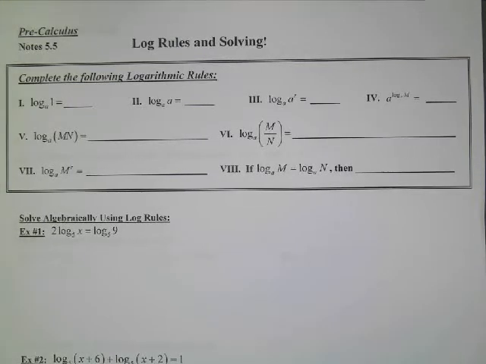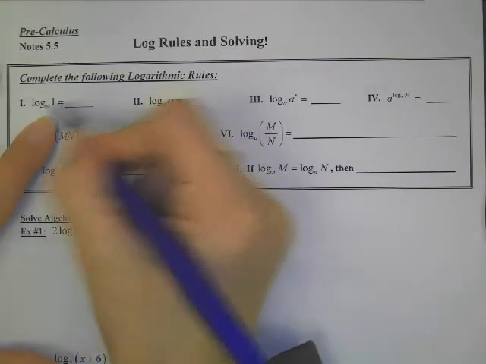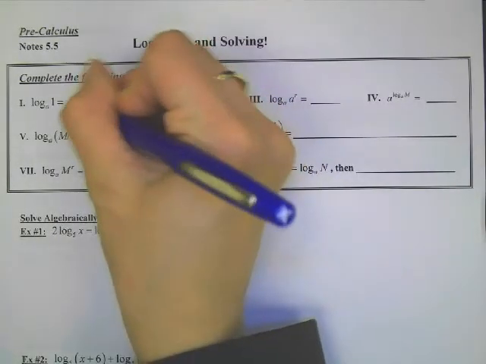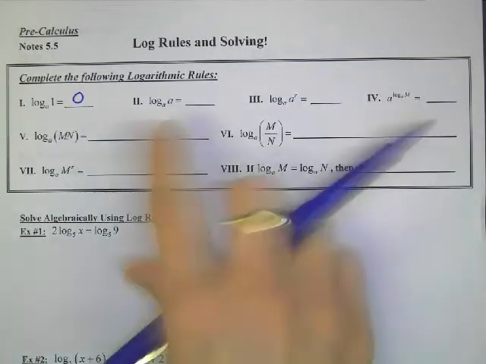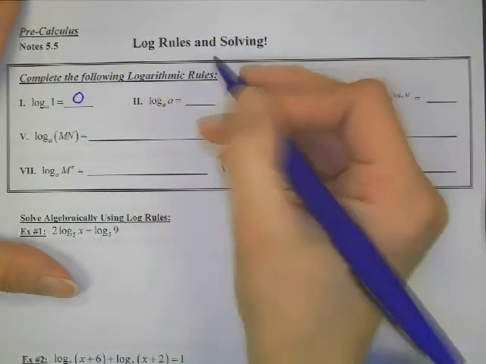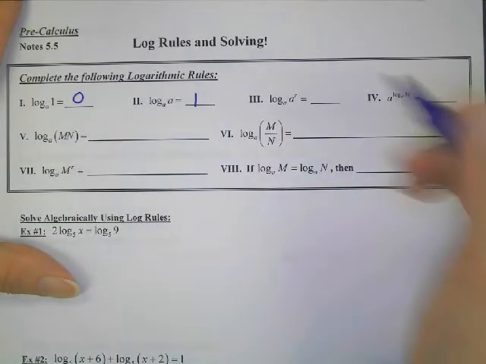Okay, let's review our log rules to make sure you know all of them, and then we're going to do some practice. The first rule, log base A of 1. That rule says it's going to equal 0. What if it's log base A of A? That answer is going to be 1. You could do a log circle to check to see if that's right.